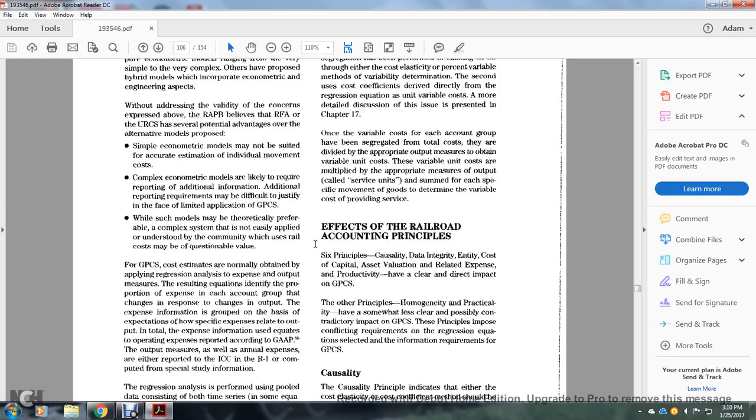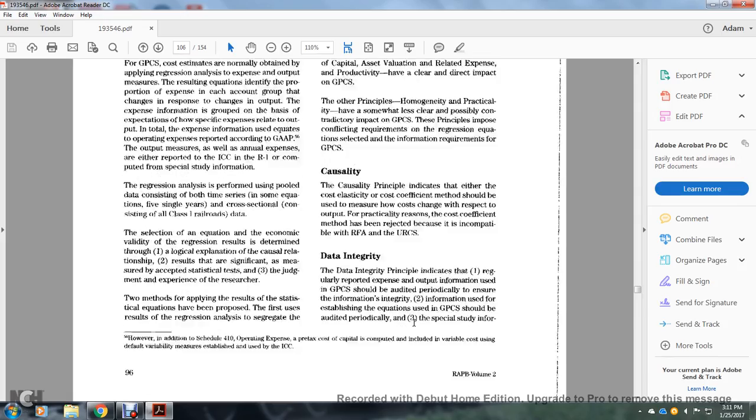Now, the effects of the railroad accounting principles. Six principles: causality, data integrity, entity, cost of capital, capital asset valuation, and related expenses and productivity have a clear and direct impact on the general purpose costing system. Other principles, homogeneity and practicality, have a somewhat less clear, possibly contradictory impact on the general purpose costing system. The principles impose conflicting requirements on the regression equation selected and the form of information required.